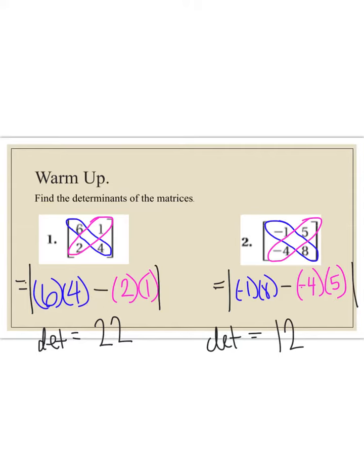And hopefully you remember the section before and you got 22 for the determinant of the first matrix and 12 for the determinant of the second matrix. This is going to be important in today's lesson.